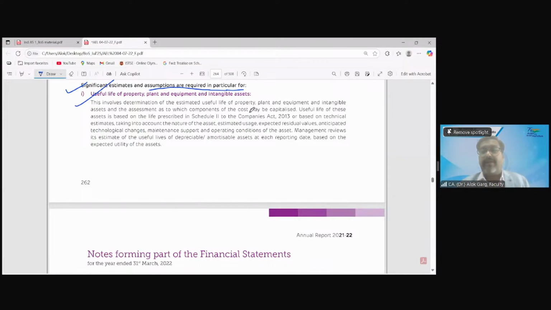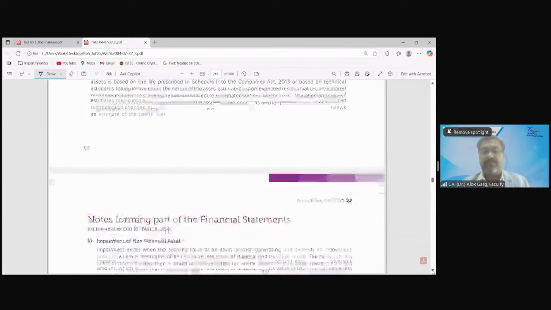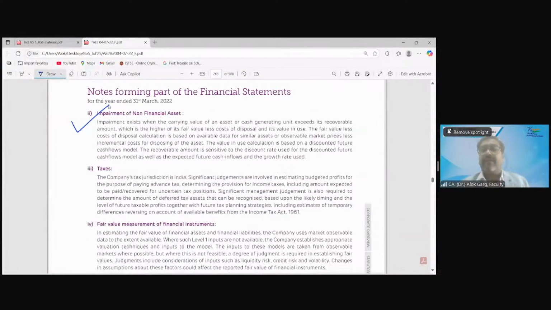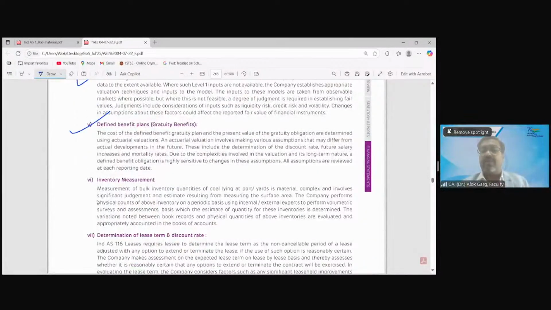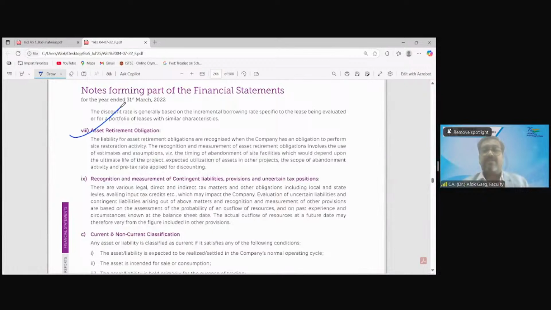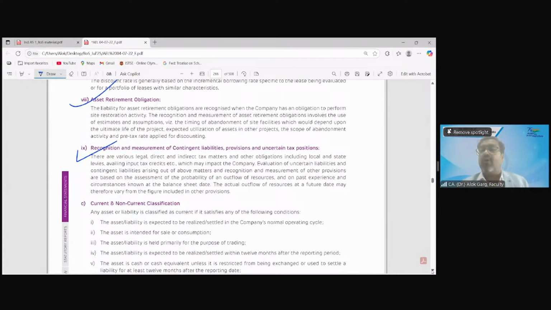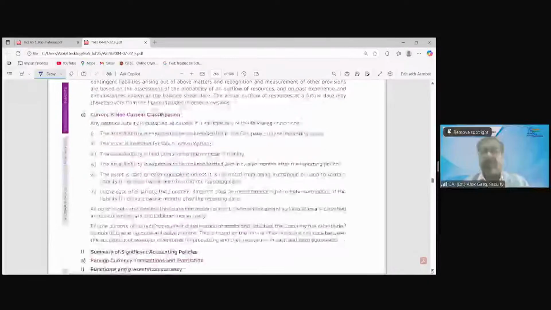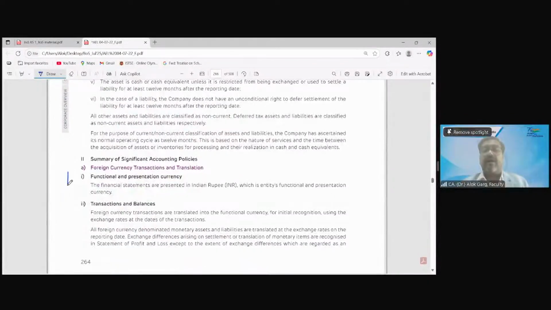Useful life of property, plant and equipment and intangible assets. Impairment of non-financial assets. Taxes. Fair value measurement of financial instruments. Defined benefit plan gratuity, inventory measurement, determination of lease term and discount rate, asset retirement obligation, recognition and measurement of contingent liability, provisions and uncertain tax positions. Right? So they have given the estimates and judgments in all these areas and clarified that. And then they have given the accounting policies.